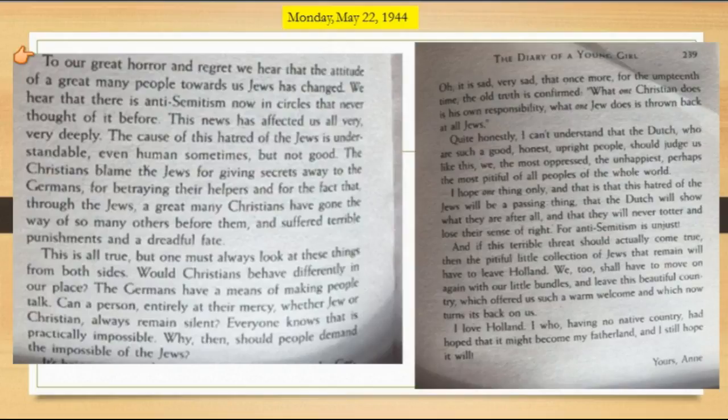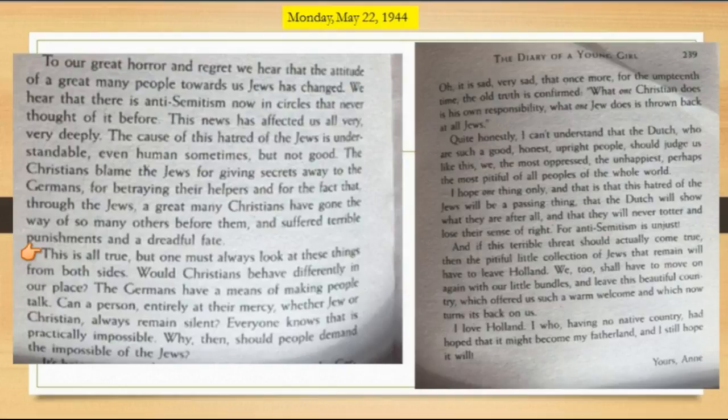To our great horror and regret, we hear that the attitude of a great many people toward us Jews has changed. We hear that there is anti-Semitism now in circles that never thought of it before. This news has affected us all very, very deeply. The cause of this hatred of the Jews is understandable, even human sometimes, but not good. The Christians blame the Jews for giving secrets away to the Germans, for betraying their helpers, and for the fact that through the Jews, a great many Christians have gone the way of so many others before them and suffered terrible punishment and a dreadful fate.